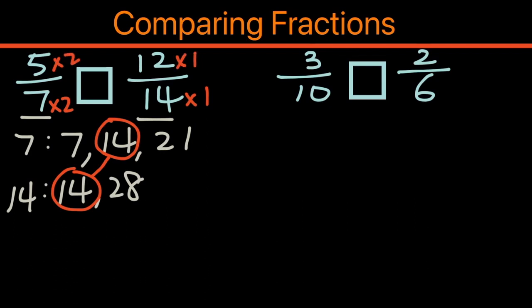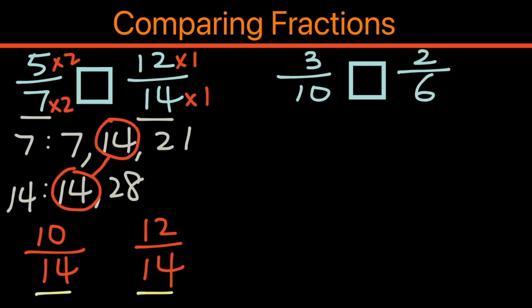Then we will simply rewrite the fraction. 5 times 2 is 10, 7 times 2 is 14, and the other one, 12 times 1 is 12, and 14 times 1 is 14. Now that the denominators are the same, we can compare the numerators, and 12 is bigger than 10, so it will look something like this. 12 over 14 is greater than 10 over 14. So the final answer is like so.